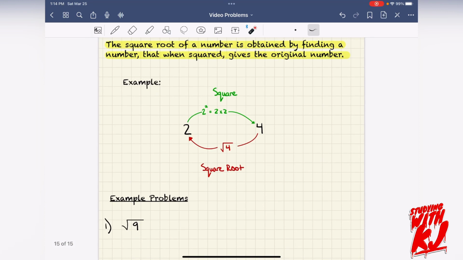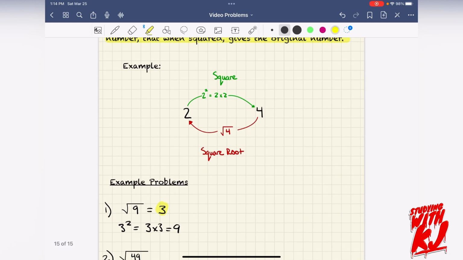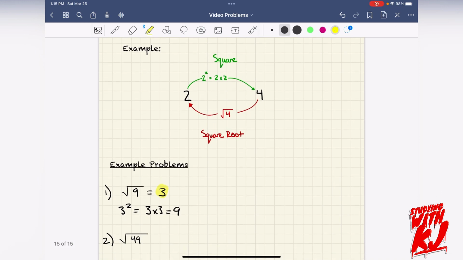So our first example problem is, what is the square root of 9? So in order to find the square root of 9, we have to think of what number multiplied by itself or what number squared gives us 9. So if you think real hard, you'll end up finding out that 3 squared, which is equal to 3 times 3, is equal to 9. So that means that the square root of 9 is 3, because 3 squared gives us 9. So now that we have that out the way, we can get to our example problem 2.